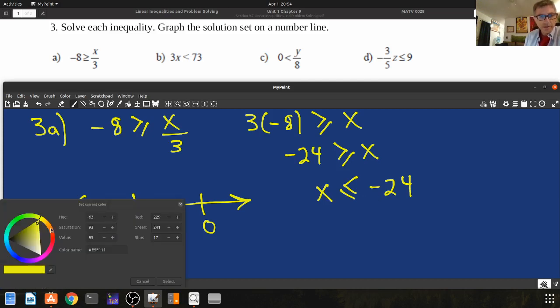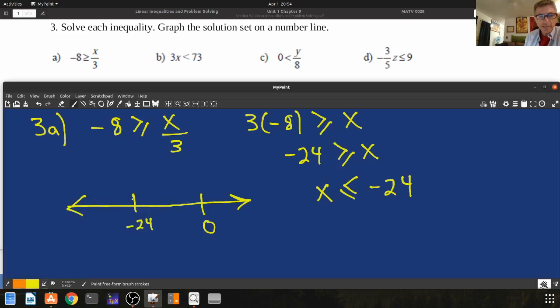So x is less than or equal to minus 24. That means minus 24 is included, so I fill it in with the solid circle, and then I just indicate that the values that make it true are values that are less than or equal to minus 24. And you're done.